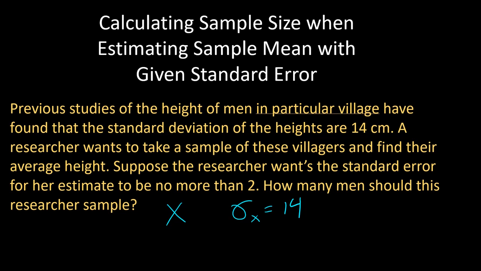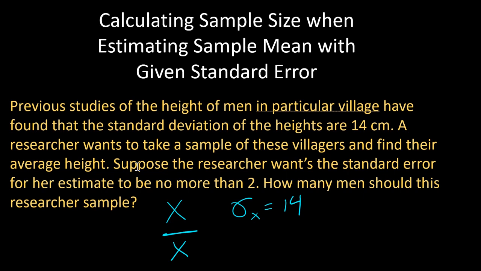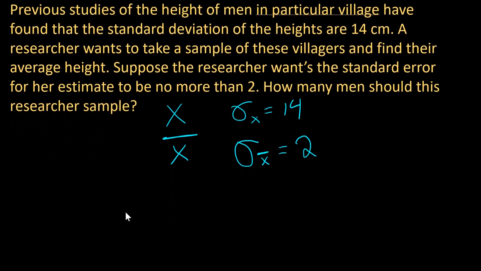Okay, let's continue reading. A researcher wants to take a sample of these villagers and find their average height. Okay, so she wants to find X bar. Suppose the researcher wants the standard error for her estimate to be no more than 2. Remember, standard error is the standard deviation of X bar, the standard deviation of the sample mean. That's what standard error is, and she wants it to be no more than 2. So I'll go ahead and set it equal to 2. How many men should this researcher sample? Basically, what should her sample size be?